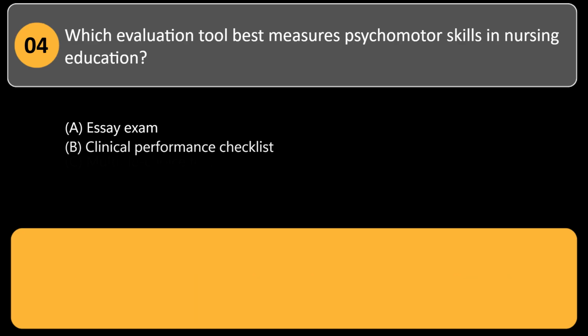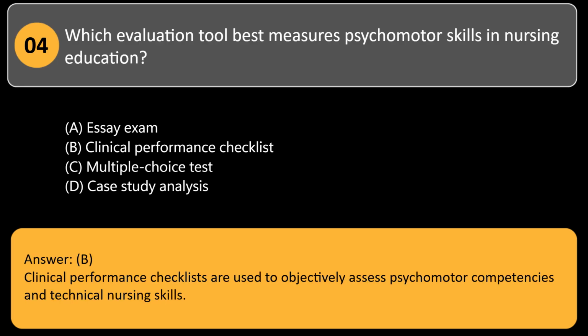Which evaluation tool best measures psychomotor skills in nursing education? A. Essay exam. B. Clinical performance checklist. C. Multiple choice test. D. Case study analysis. Answer: B. Clinical performance checklists are used to objectively assess psychomotor competencies and technical nursing skills.